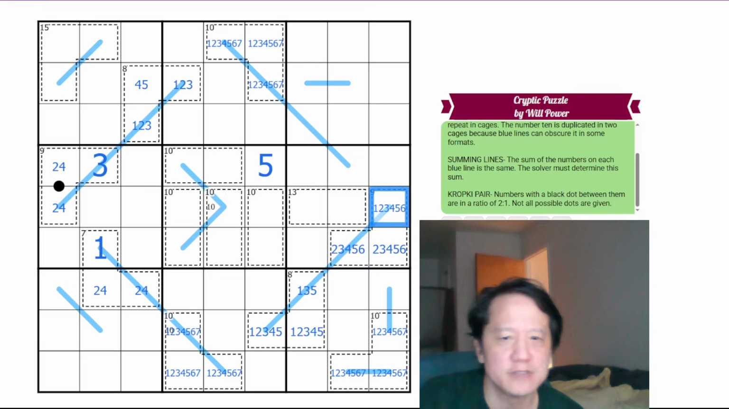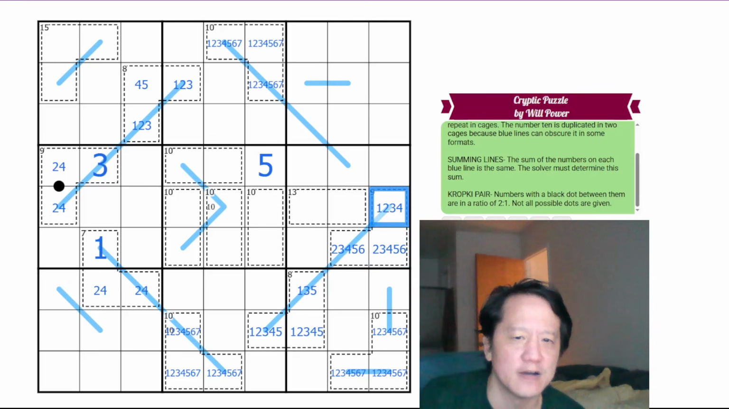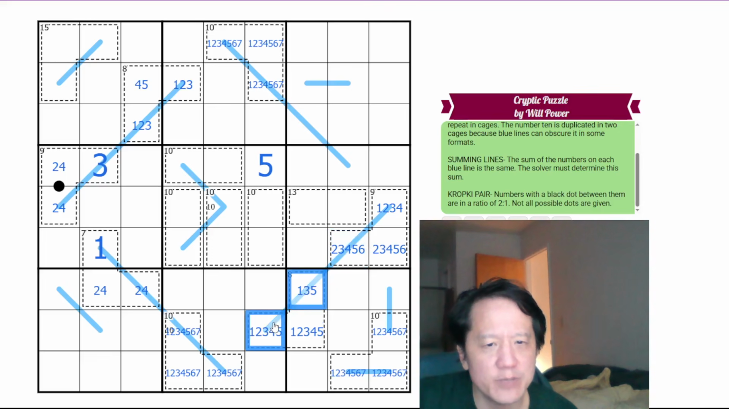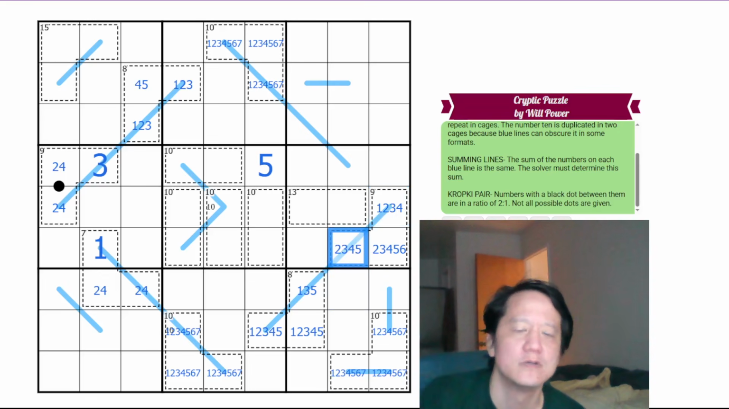So this can't be 6 then. It can't be 5. Can you have 6 on the line? This is at minimum 1 and 2 since they can't repeat. So 1 and 2 plus 1 and 6 is 10. So this cannot be 6 here.